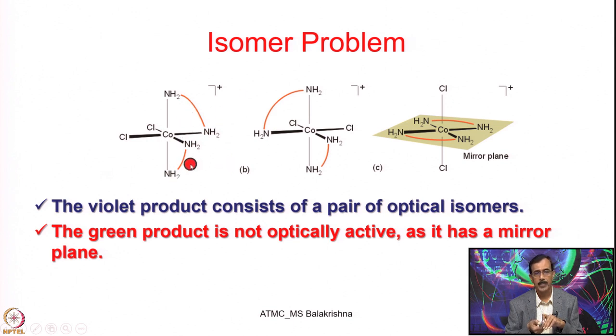So, that means the violet product consists of a pair of optical isomers, and the green product is non-optically active because it has a mirror plane. So, that means we have 3 isomers there, and with trisethylenediamine we have 2 more isomers. So, totally, when you interact cobalt 3 chloride with ethylenediamine, there is a possibility of making 5 isomers.